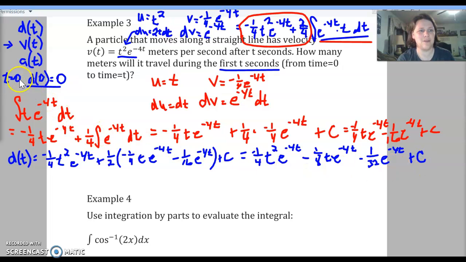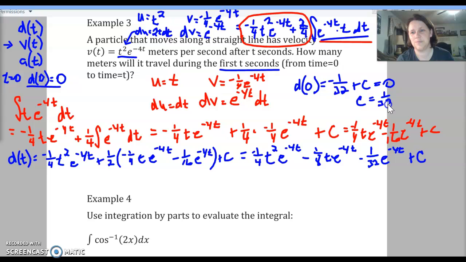Alright, now back up here where we said d of 0 equals 0, let's plug that in right here and see what we get. I'm going to come right here in this open spot and solve for c. If we have d of 0, we plug 0 in for t. The first term is going to be just 0, the second term is going to be just 0, and e to the 0 is 1. So we end up with negative 1/32 plus c equals 0. Therefore, c equals 1/32.